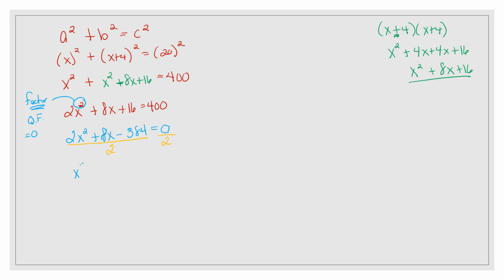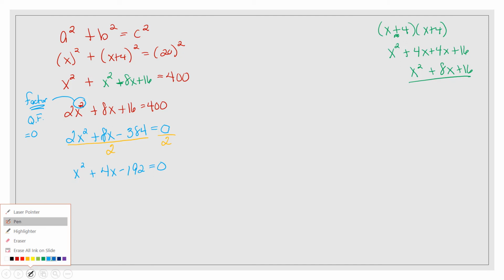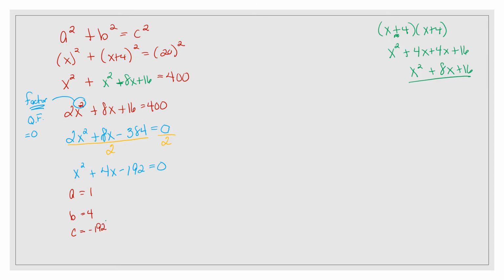So I've got x squared plus 4x minus, what do you guys got? I know some of you figured it out. Good, 192 equals 0. And now I can either factor it or use my quadratic formula. I'm going to choose to use the quadratic formula. Why? Because I do not want to figure out the factors of 192. So, gratefully it's equal to 0. Gratefully it's in descending order, which means A is 1, B is 4, C is negative 192.